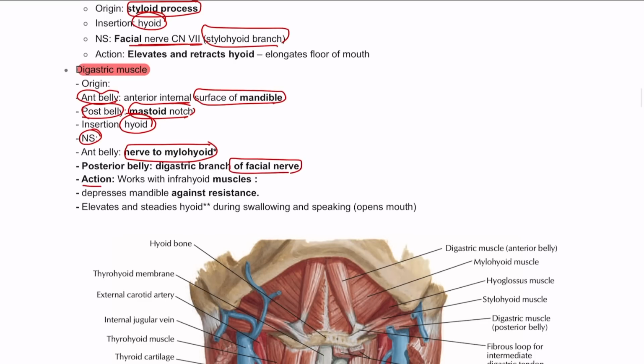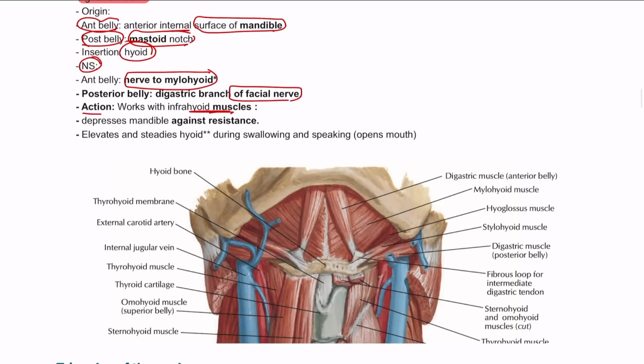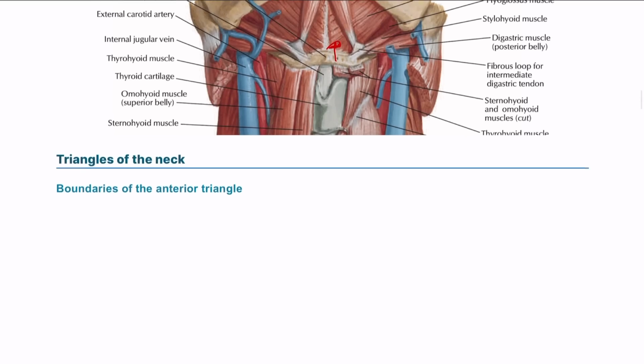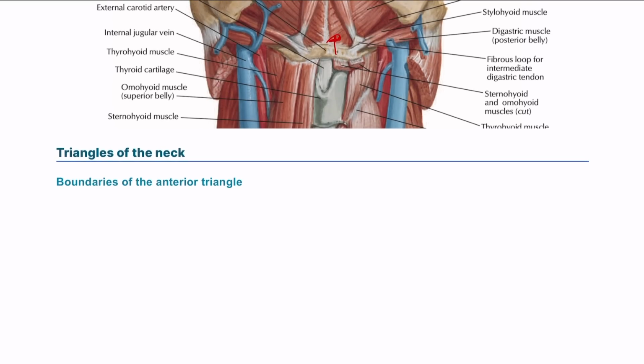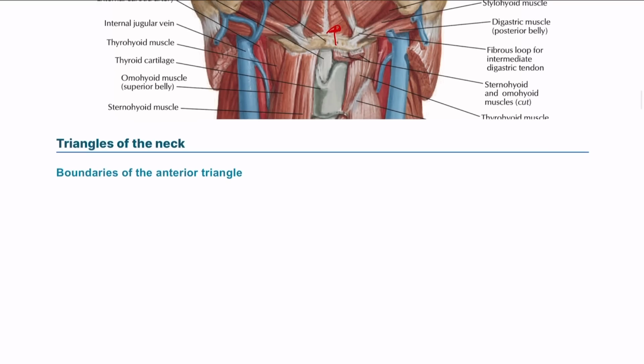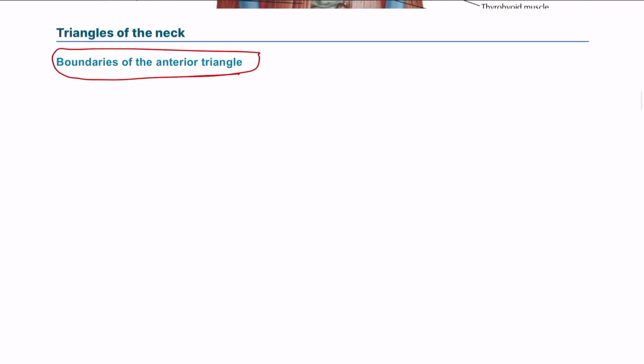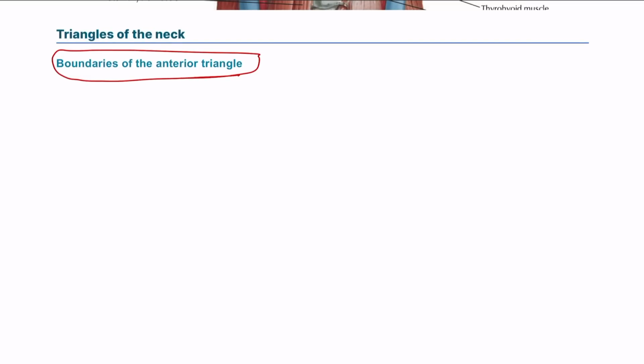Okay, the action: they work with the infrahyoid muscles, like we said, to elevate the mandible, elevate the hyoid bone and depress the mandible. Okay, so the next part is quite a common topic, whether for medical school or higher exams like MRCS or different exams. You need to know the boundaries of the triangles of the neck and sometimes the contents of these triangles as well. Triangles are generally classified into anterior and posterior triangles.